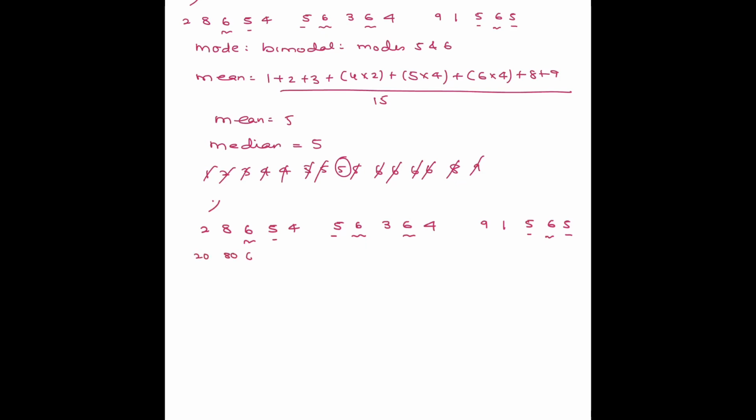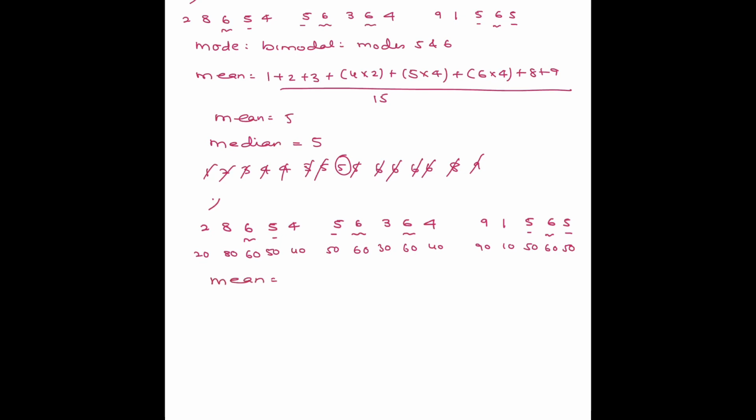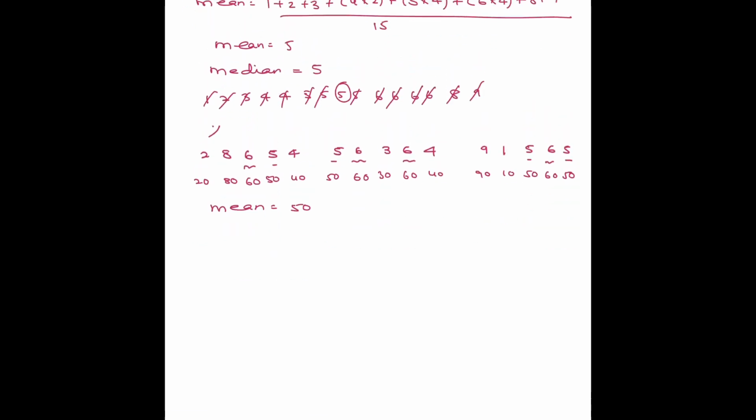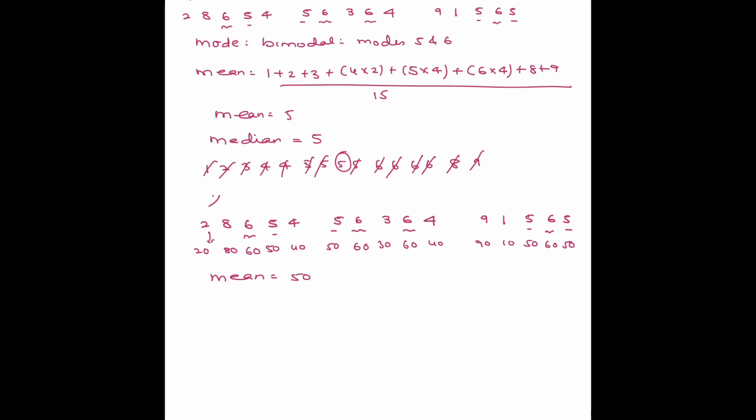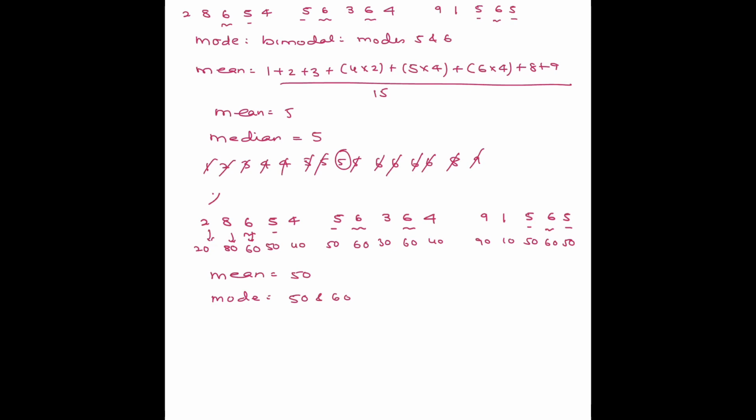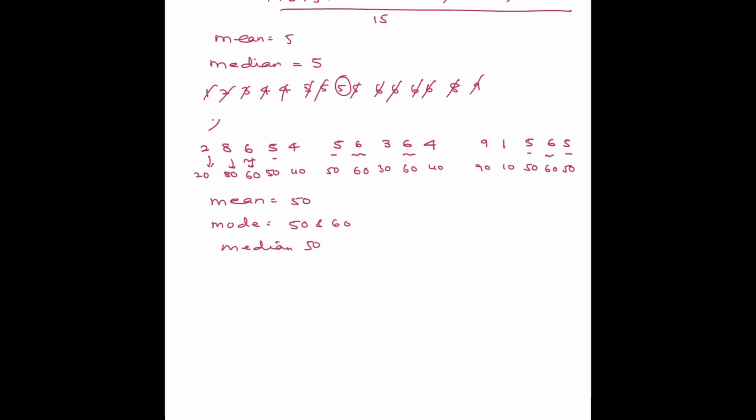The next numbers are 20, 80, 60, 50, 40, 50, 60, 30, 60, 40, 90, 10, 50, 60, 50. So the original mean was 5, so now it is 50. Each number, if you notice, just a 0 has been added. So I will add a 0 to the mean. Mode 5 and 6, so 50 and 60, and median 50.